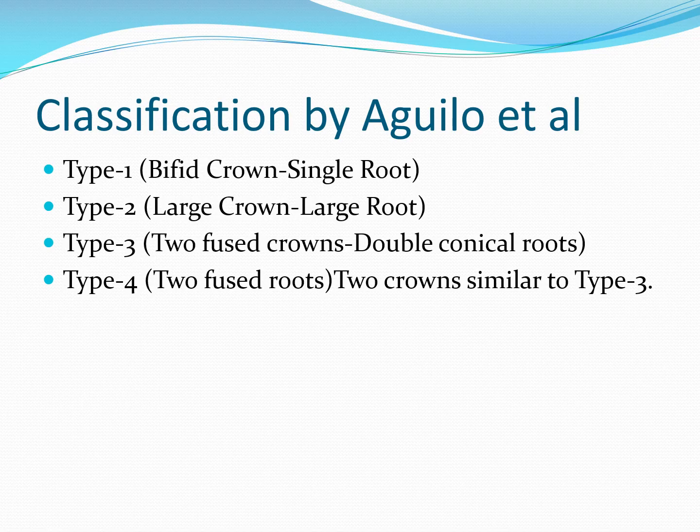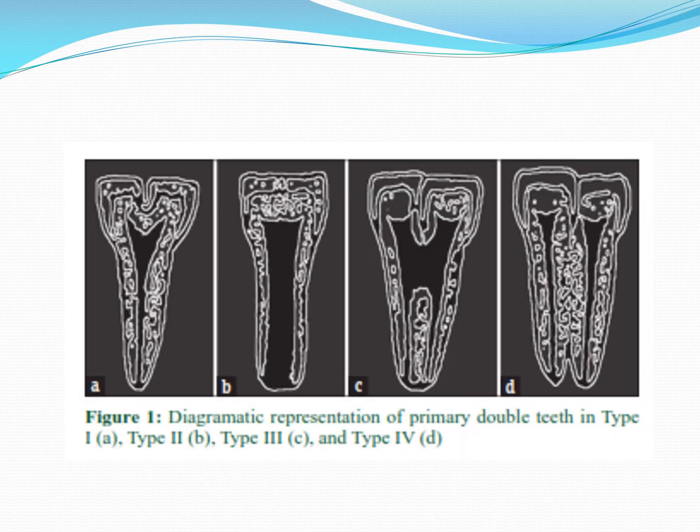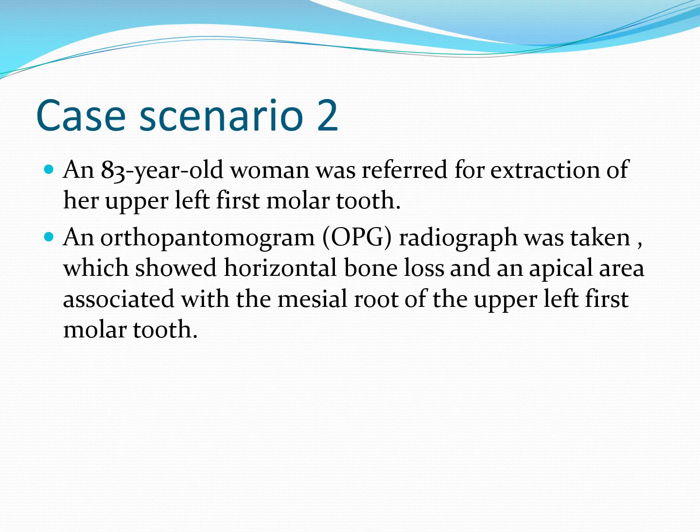The classification of fusion was given by Aguilo et al., according to which type 1 has a bifid crown and a single root. In type 2 fusion there is a large crown and large root. In type 3, two fused crowns with double conical roots are seen. In type 4, two fused roots, the crowns are almost similar to type 3. This is a picture showing the different categories of classification of fusion by Aguilo et al.